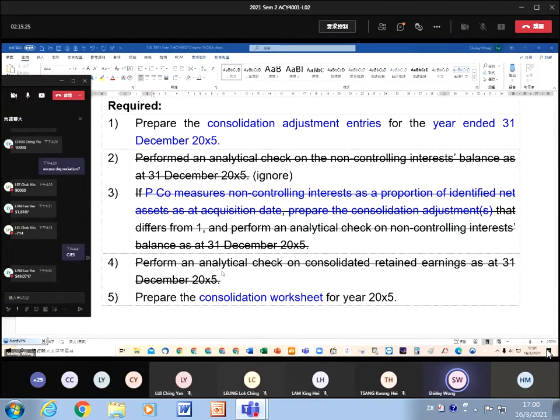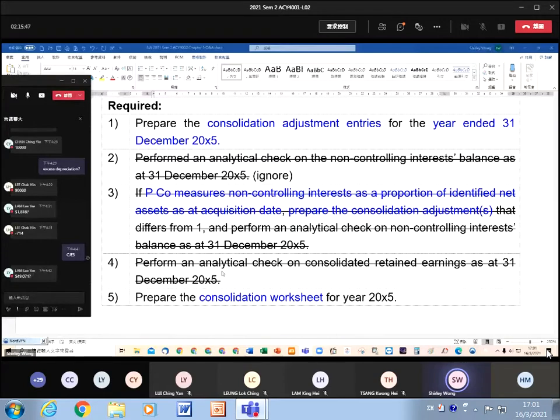And also for 5.5, I will give you all the consolidation journal entries, and I also let you prepare the consolidation worksheet yourself. So promise me you will actually prepare the consolidation worksheet yourself, because if you do not prepare it once, you will never know what kind of difficulty you will come across.